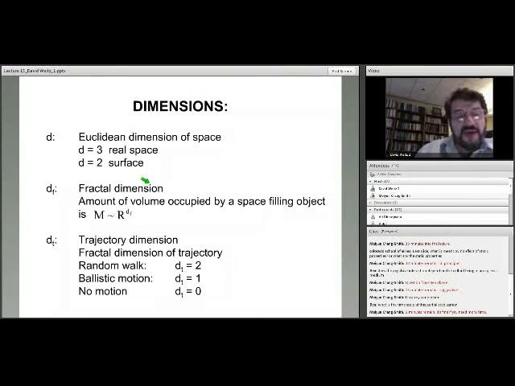So if you have a random walk, if you have diffusive motion, that's like the particles or the clusters undergoing motion that itself is a fractal and has a fractal dimension of 2. That's the way you describe a random walk. It's motion that has a fractal dimension of 2. If, on the other hand, they were sort of being shot from a gun and they were going straight through, there would be ballistic motion. That would have a trajectory dimension of 1.